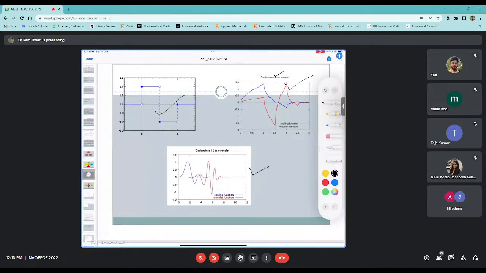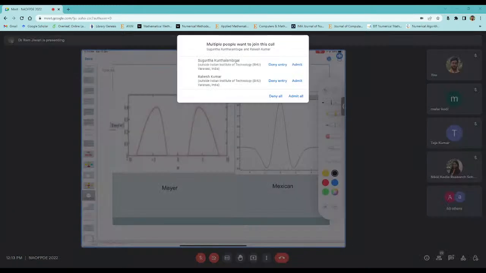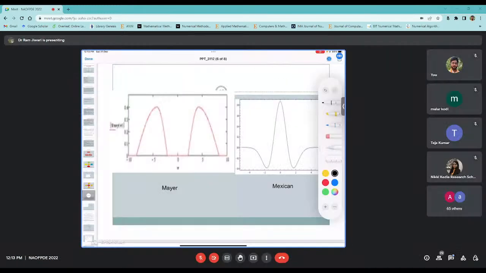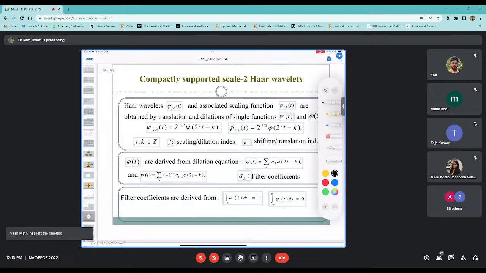After that, these are some examples of continuous wavelets: Meyer wavelet, Shannon wavelet, Morlet wavelet, and Mexican hat wavelet. Not only these four, there are many wavelets available in the literature for solving differential equations as well as to study signal processing. These are some pictures of the Meyer wavelet. This is the Mexican hat wavelet, this is the Morlet wavelet, and this is the Shannon wavelet, as I explained before. As I told you, I will explain a method for solving the differential equation.